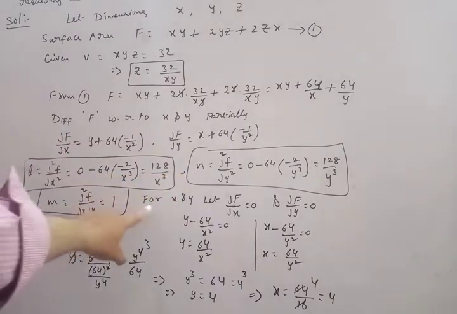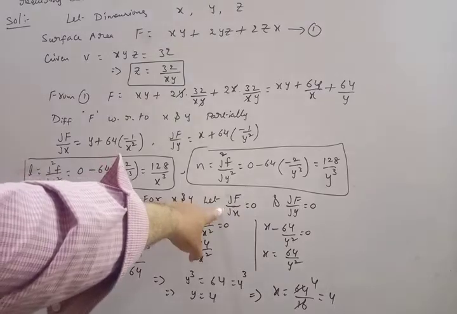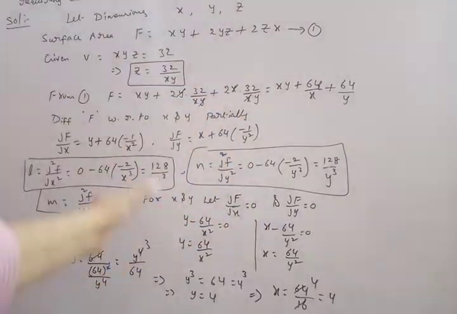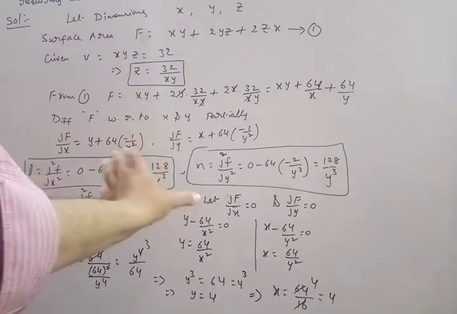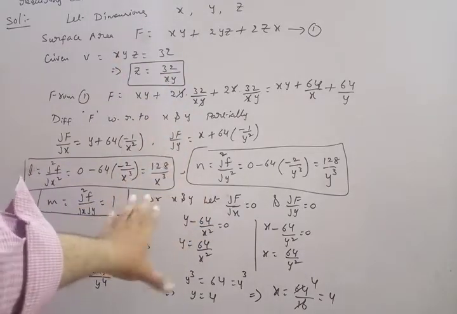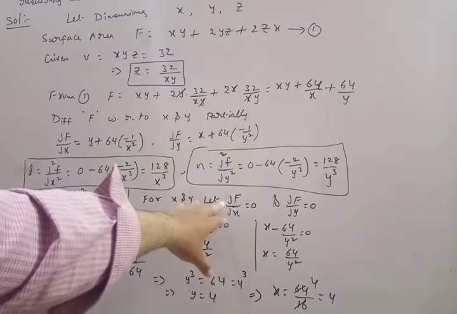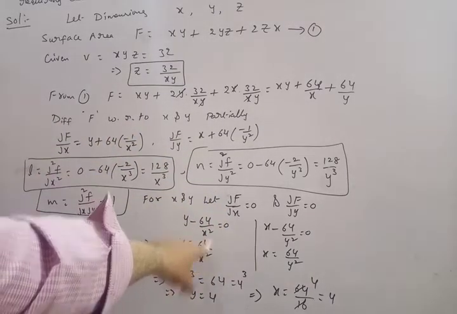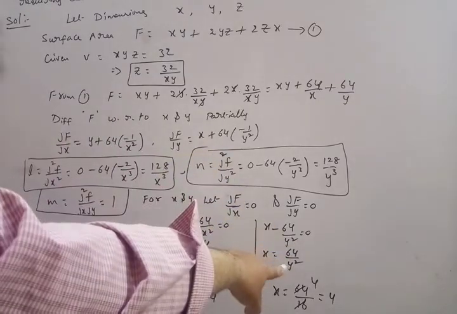For x and y, what we have to do? ∂f/∂x is equal to 0, ∂f/∂y is equal to 0. See in the notes, you write it clearly. Here there is no place, so I wrote it a little congested. Now I equated ∂f/∂x to 0, this part is equal to 0, so y is equal to 64 by x square, and this part is equal to 0, so x is equal to 64 by y square.